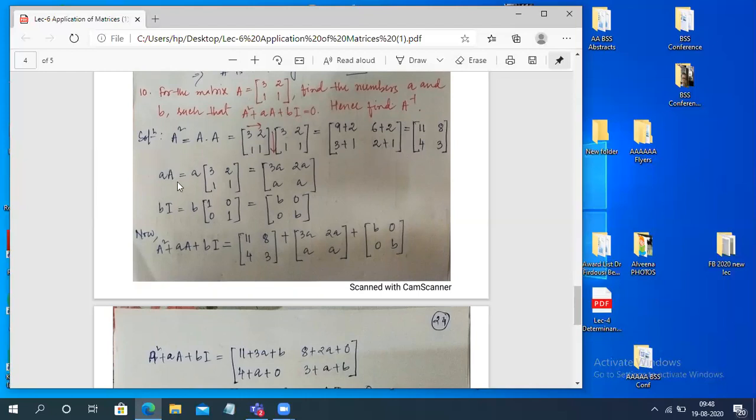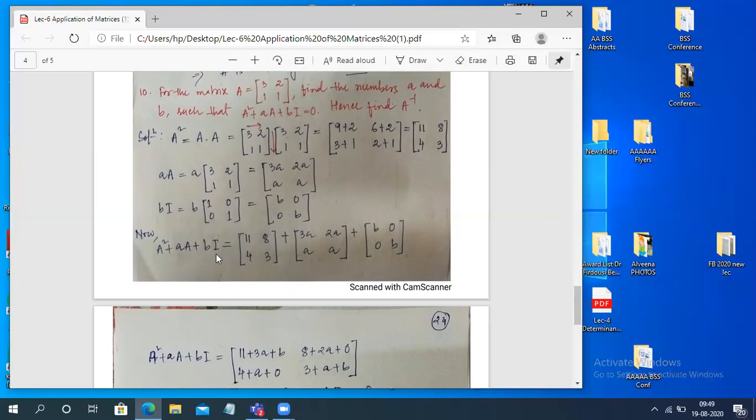Find a into the matrix A. By the scalar multiplication rule, you have to multiply a with each element of the given matrix, so it will be 3a, 2a, a, a. Similarly, for b into I, that is b into the identity matrix: since this matrix is of order 2, you take the identity matrix of order 2, [[1, 0], [0, 1]]. Multiply each element of the identity matrix with b, so it will be b, 0, 0, b.